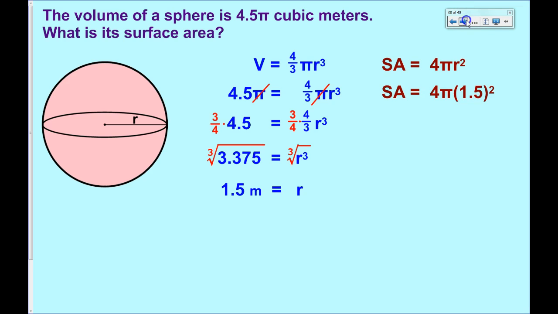1.5 squared times 4 pi is 9 pi meters squared. There's your assignment.